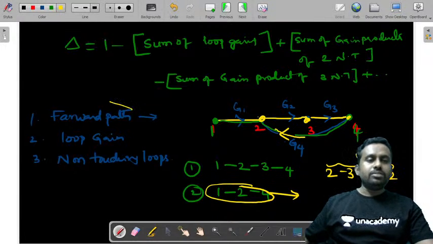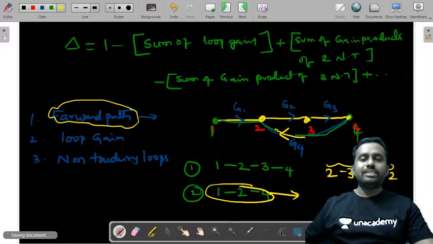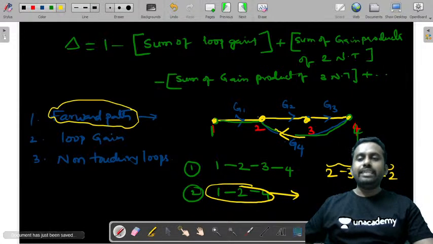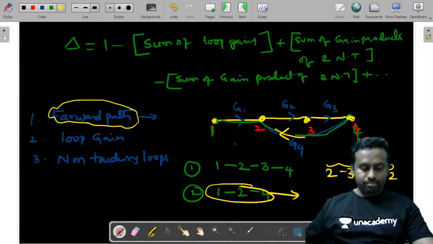So you must have understood what is a forward path. It is a path which starts at the input node and ends at the output node without traversing any node twice.